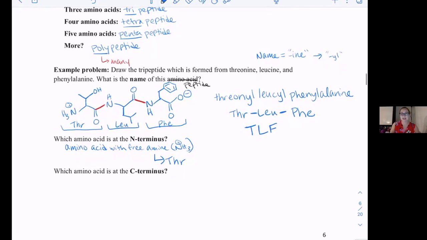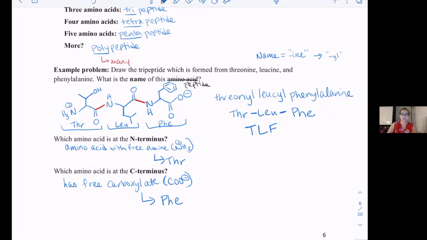Which amino acid is at the C-terminus? So this is going to be opposite. You would think it might be O-terminus, but they talk about the carbon of the carbonyl there. So the C-terminus is the side of the peptide that has the free carboxylate. And so in the case of this particular peptide that we drew, that would be the phenylalanine, PHE.